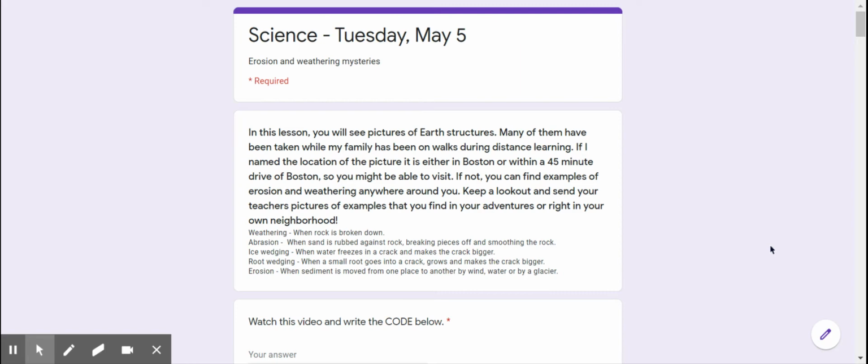You might see examples of roots breaking apart rocks, or you might find examples of where something looks like it's been worn down by sand, or finding some soil that came out of someone's garden and ran downhill. If you find any examples on your own, you can take a picture of them and text them to your teacher or email them to your teacher, because they would love to see those.